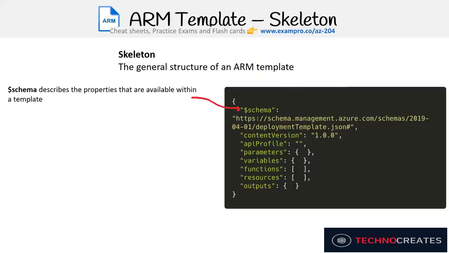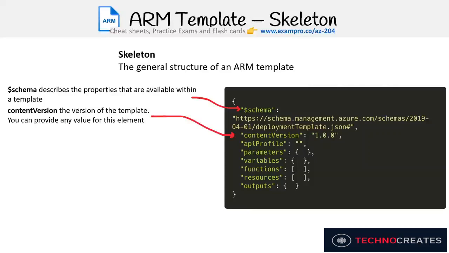The schema describes the properties that are available within a template. The idea is that you have that JSON link there, and it's going to say, we expect the schema, the actual structure, to have these parameters. Then you have the content version. This is the version of the template, and you can provide any value for this element. It's totally abstract.